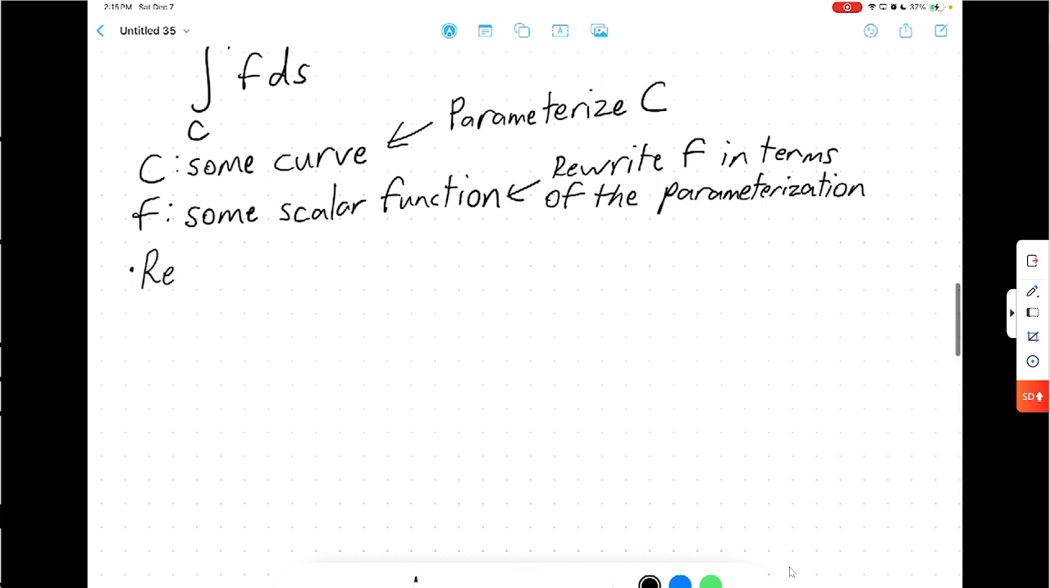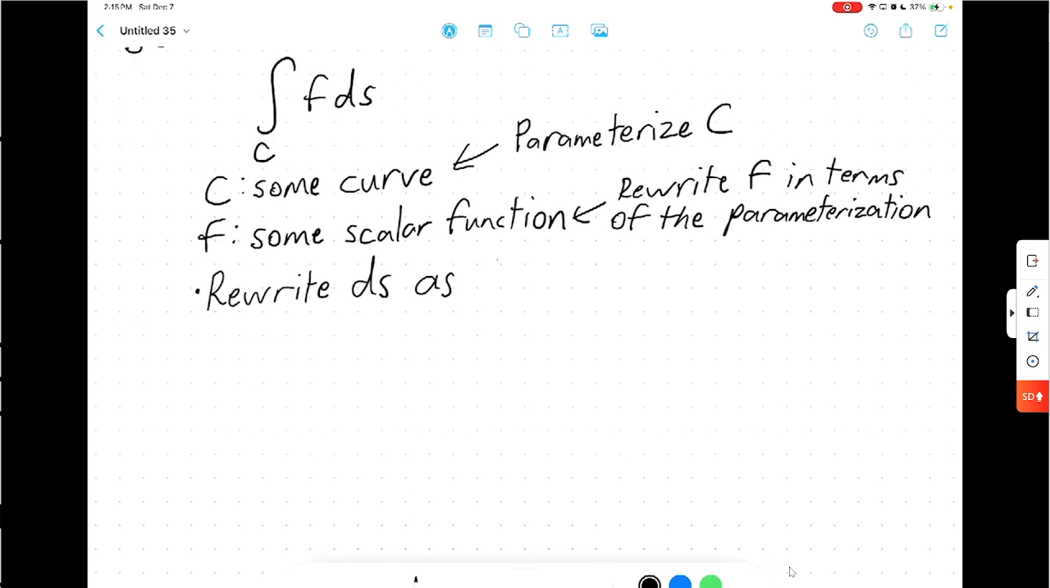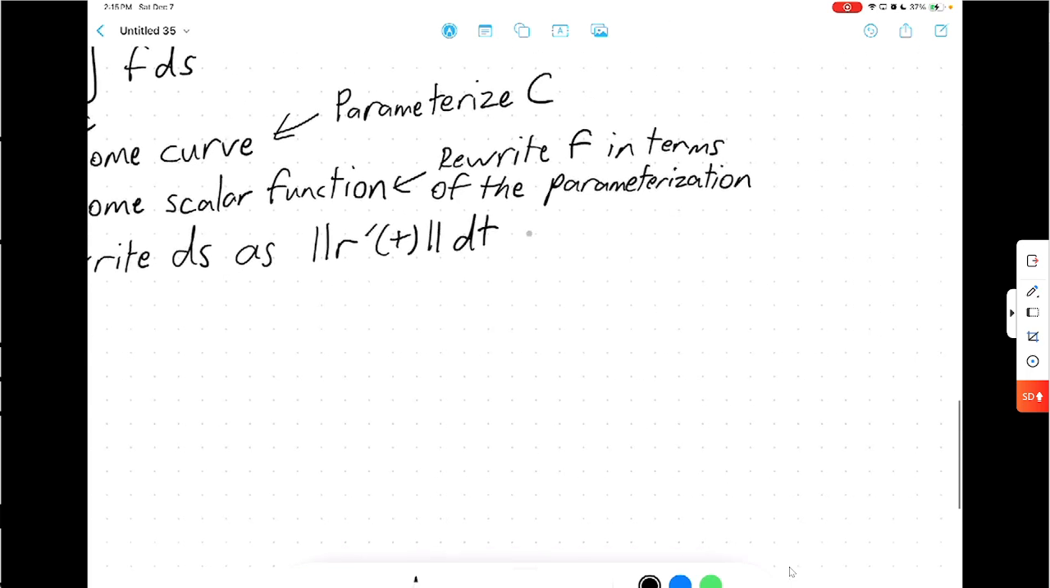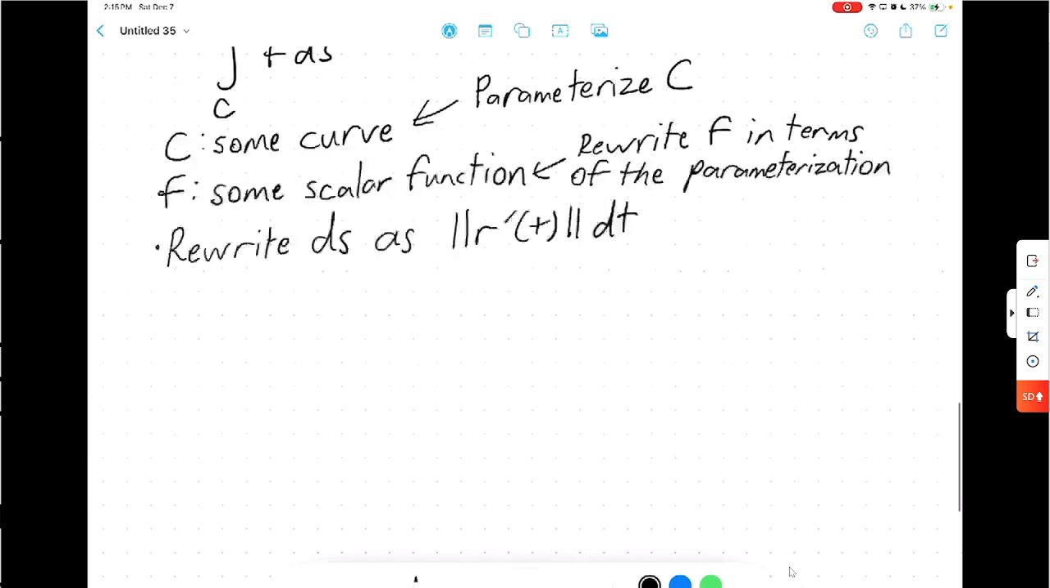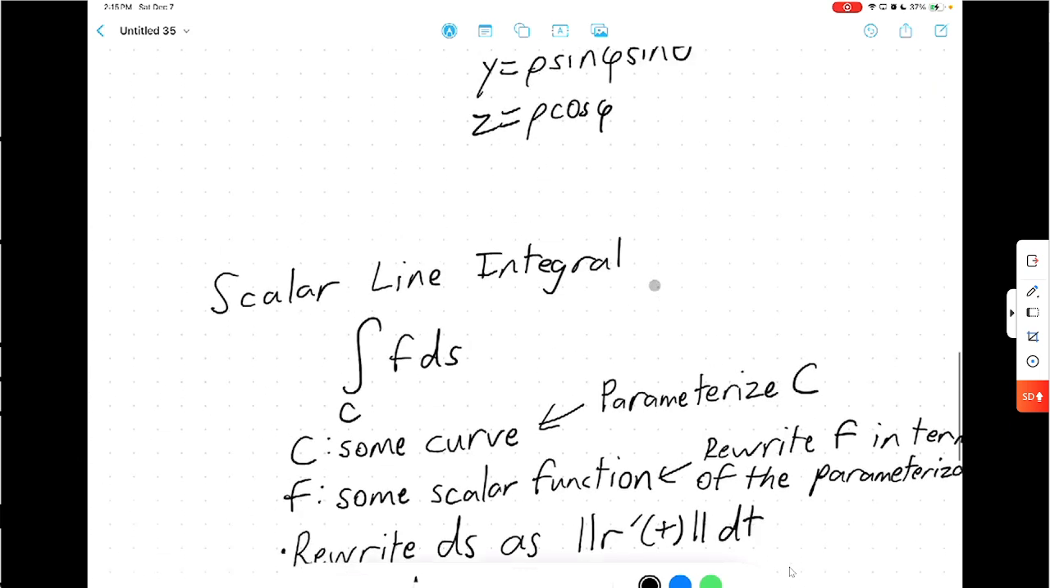And finally, you rewrite ds, which is essentially the same ds from arc length. So this is the magnitude of the derivative of the parameterization with respect to the parameter, and then dt, which is the delta t, that tiny bit of t. This is essentially just a function that tells us roughly the arc length. So this is the case for a scalar line integral.